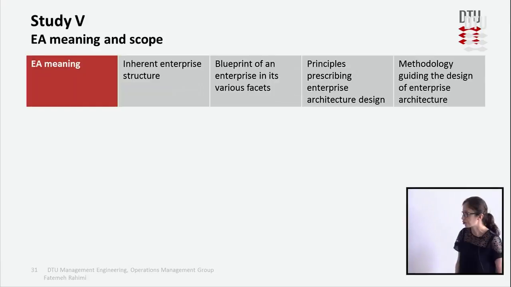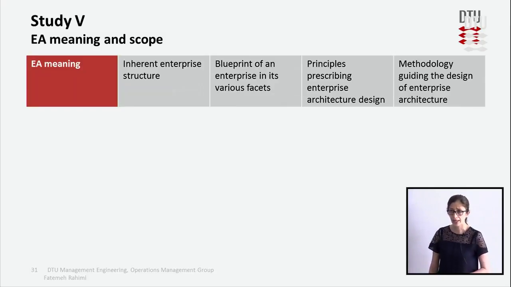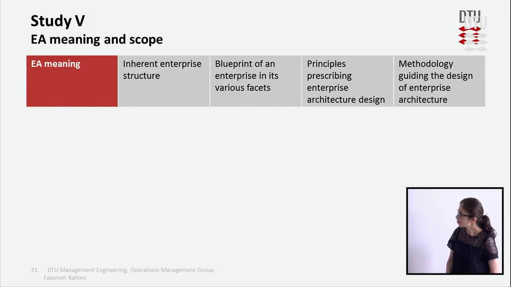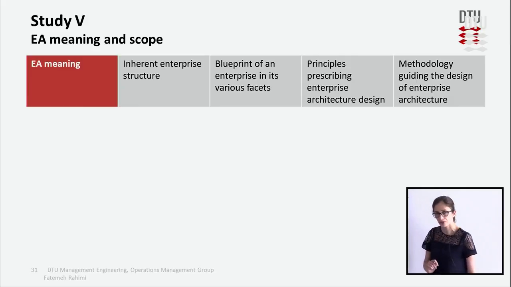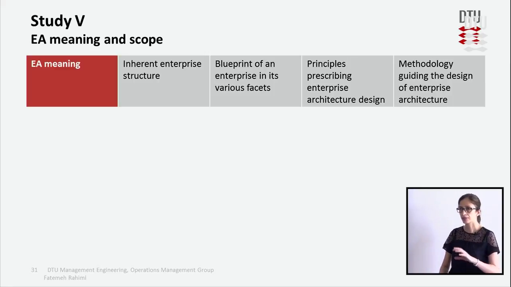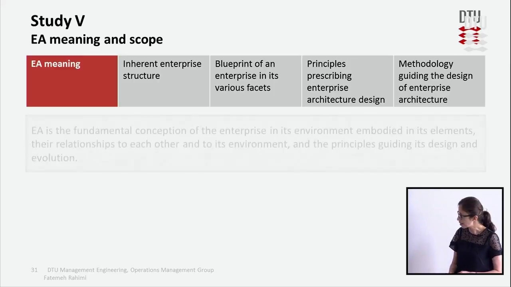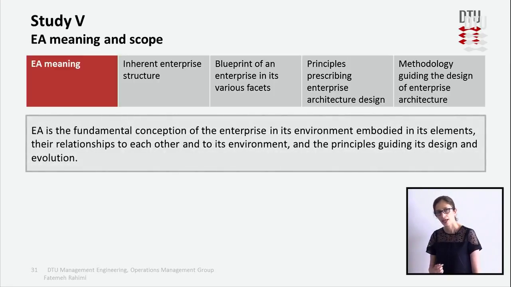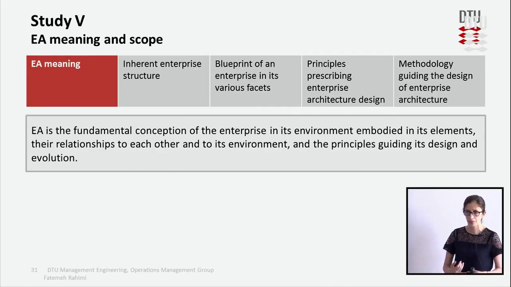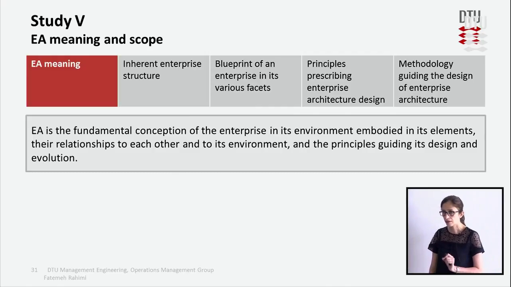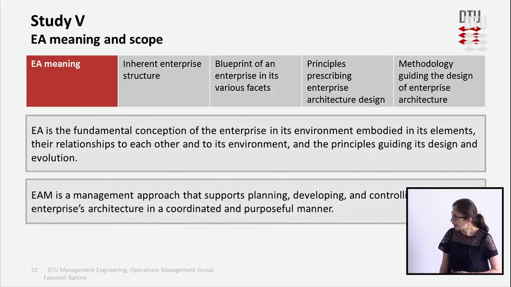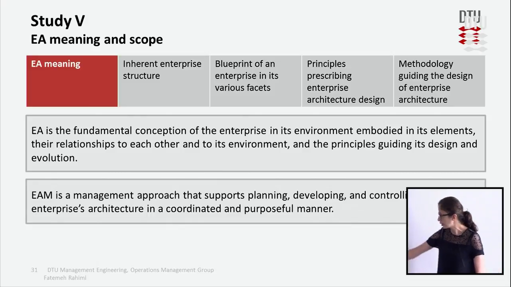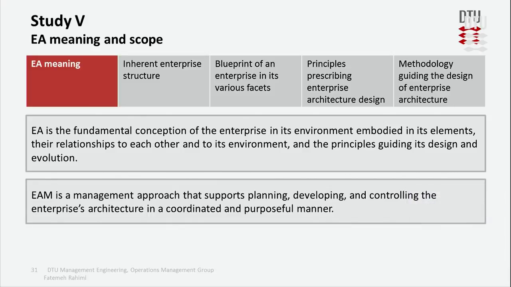So, reviewing the literature on enterprise architecture, we identified 4 strands defining the term enterprise architecture. Enterprise architecture is considered inherent enterprise structure, blueprint of an enterprise in its various facets, principles prescribing enterprise architecture design, and methodology guiding the design of enterprise architecture. This shows a confusion around the term architecture. So this study builds upon the ISO definition of architecture and clarifies that enterprise architecture is not a prescription, description, or methodology, but the inherent structure of an enterprise. Enterprise architecture management then is an approach that supports planning, developing, and controlling the enterprise's architecture.